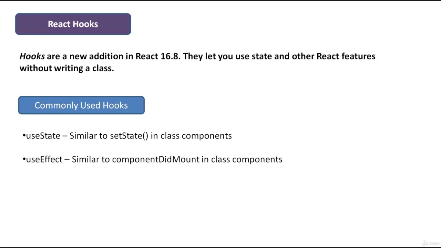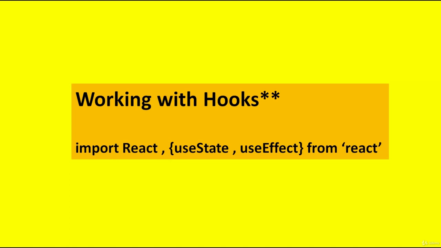Now we will see how to use these hooks in functional components. Working with hooks. Whenever you want to use hooks in a functional component, you have to write one statement in the import. That is, in the curly braces, you have to write the hook names. If you want to use the useState hook, you have to write useState in the curly braces. If you want to use the useEffect hook, you have to write useEffect in the curly braces. If you want to use both hooks, you just have to write useState comma useEffect in the curly braces. This import statement is mandatory when you want to use hooks in a functional component. If you do not write these useState and useEffect imports, it will raise errors.